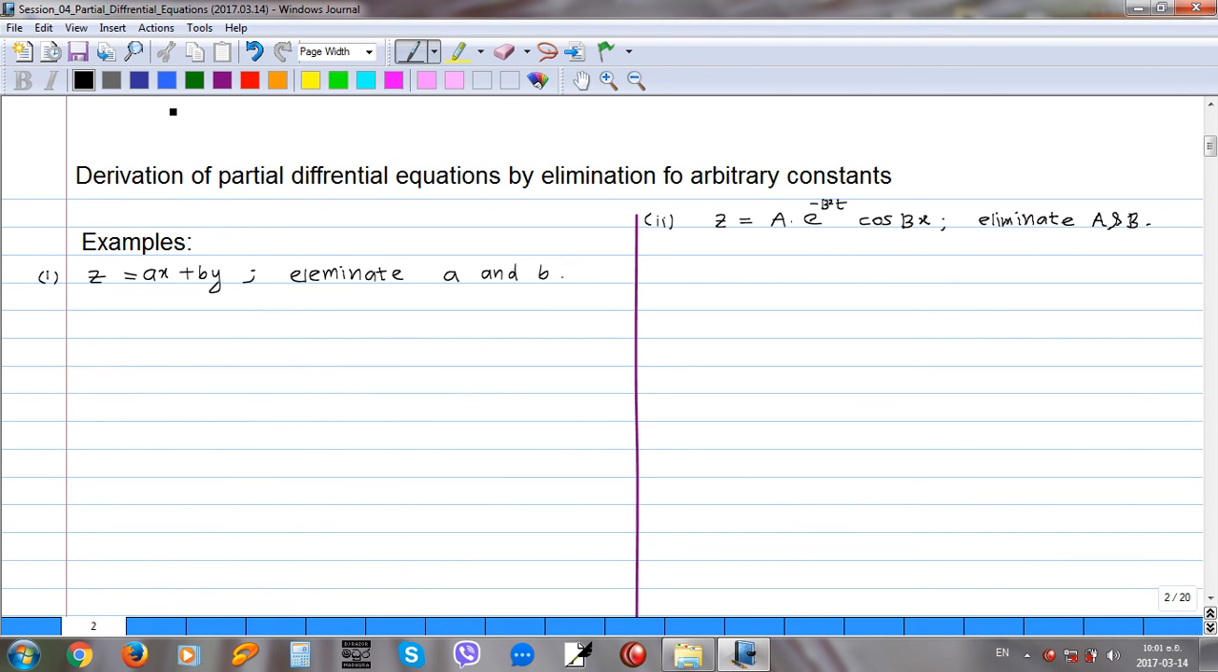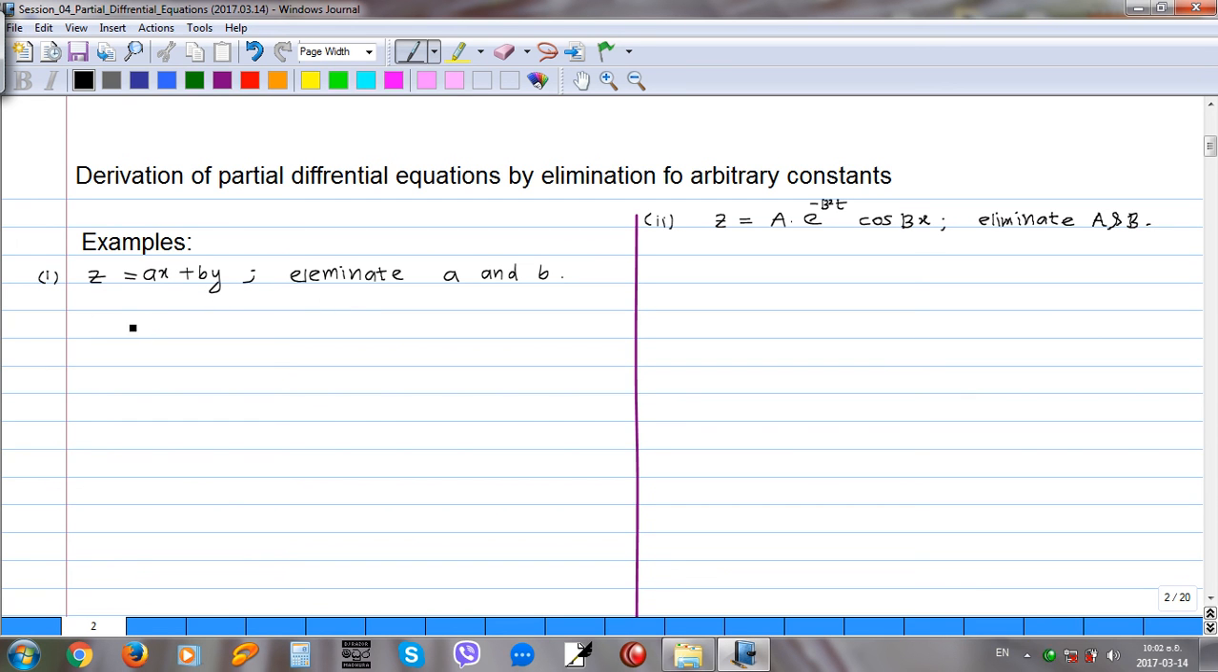And the first topic of this lesson is derivation of partial differential equations by elimination of arbitrary constants. There are some examples. We can go through these examples. The first one: z equals ax plus by, eliminate a and b.